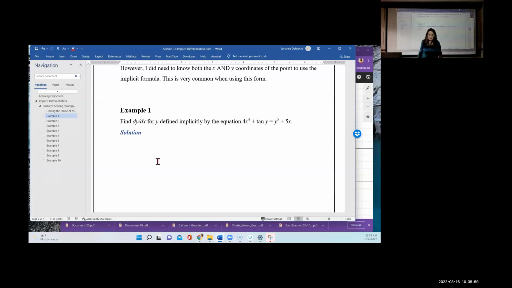So we're going to do the implied formula by taking the derivative of both sides of the equation. When we do this, we take the derivative of both sides, which leads us to write the derivative with respect to x of 4x to the 5th plus the tangent of y equal to the derivative with respect to x of y squared plus 5x.